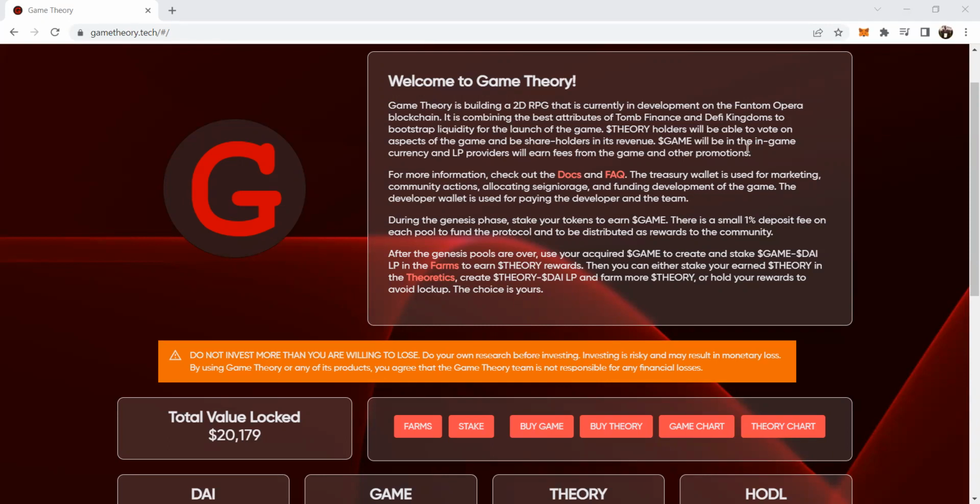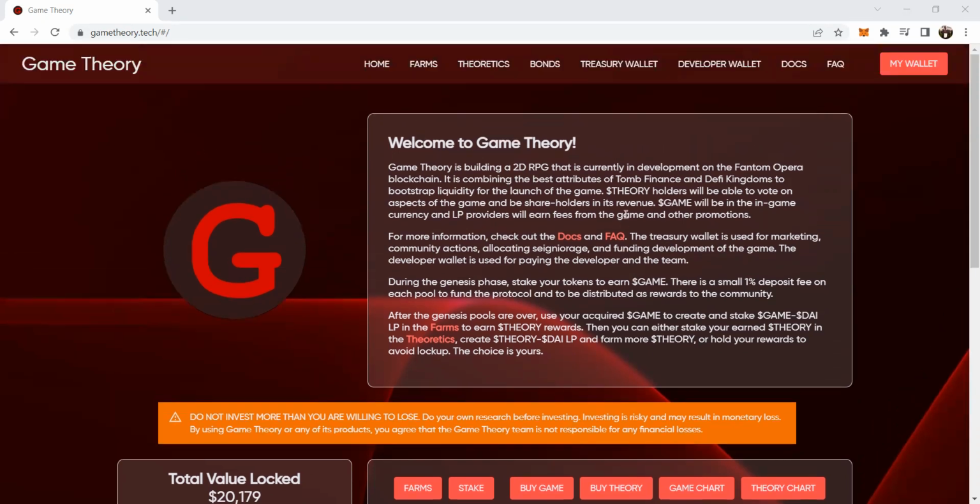Just going to be going through and giving a quick overview of our updated website, all the different features, and to make sure that there's a full understanding of everything for an easy resource. All right, so head on to the website gametheory.tech and it will bring you to the landing page. Here you've got a little description about game theory and links to the documentation and the frequently asked questions.